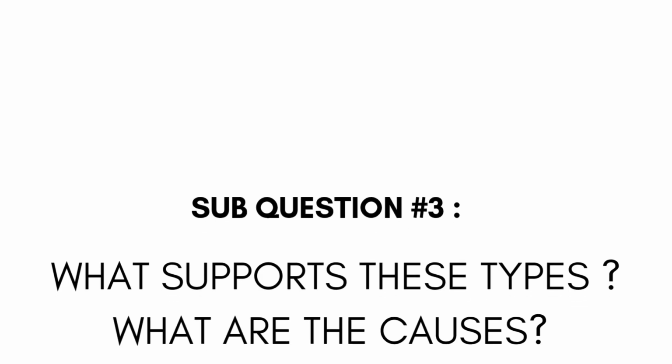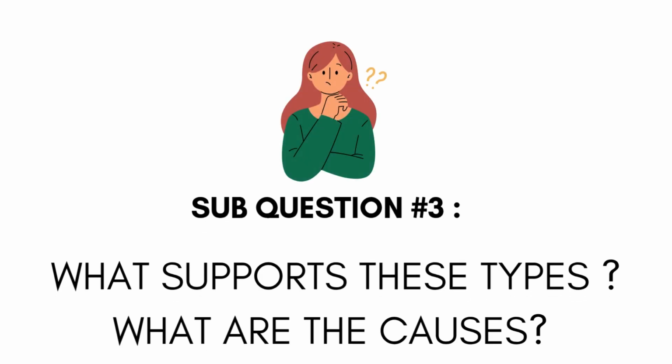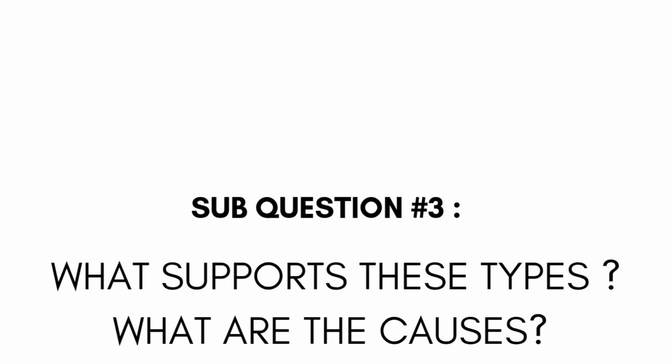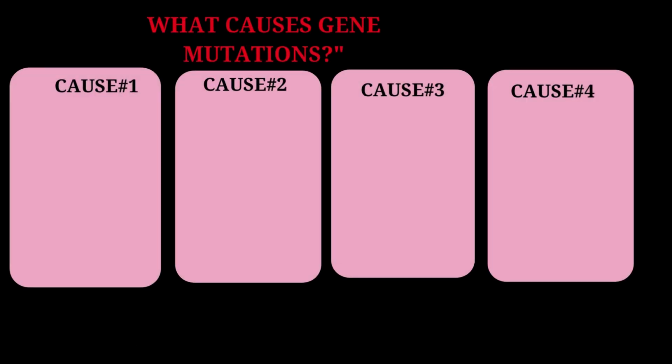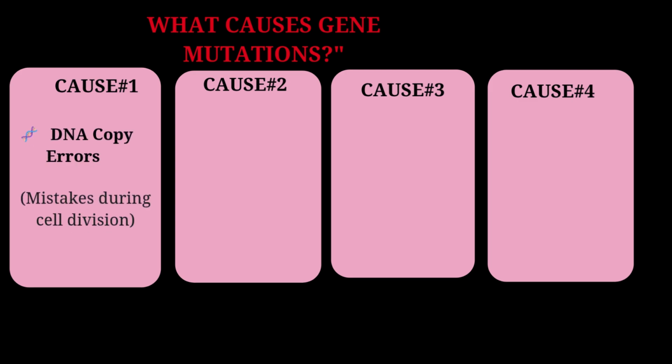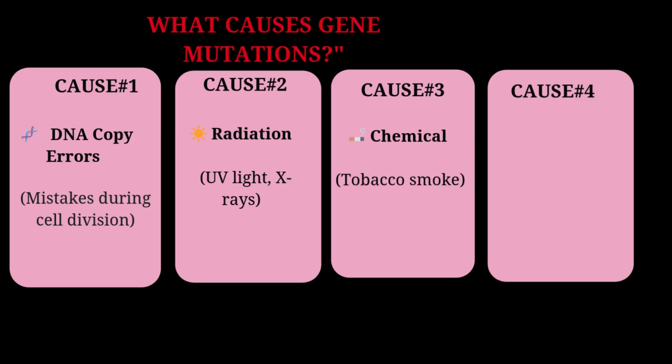How do all these occur? And what supports these types of mutation? What mainly causes them to occur are errors during cell division, which we might also call DNA replication errors, and environmental factors such as radiation, which includes the ultraviolet UV light from the sun and X-rays, chemicals like the ones found in tobacco, and viruses. So do you get it now?